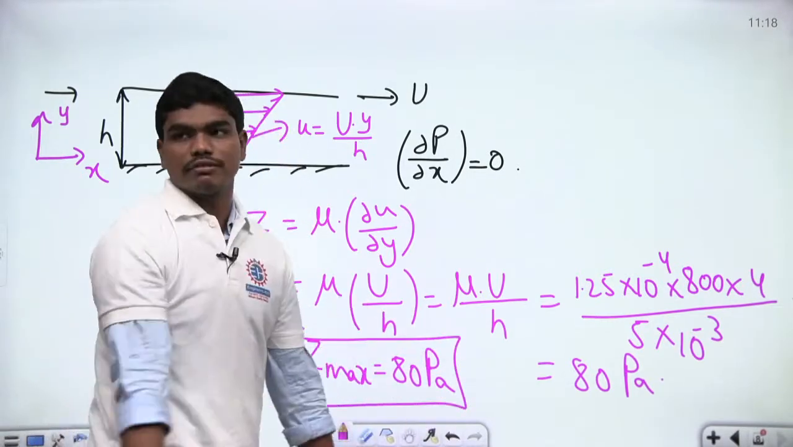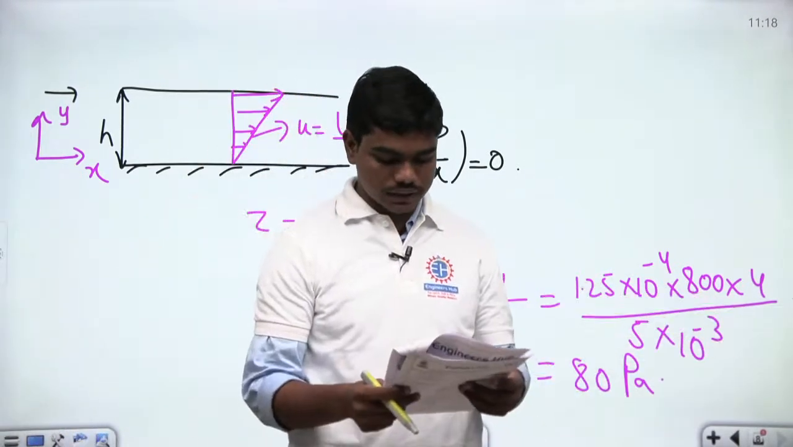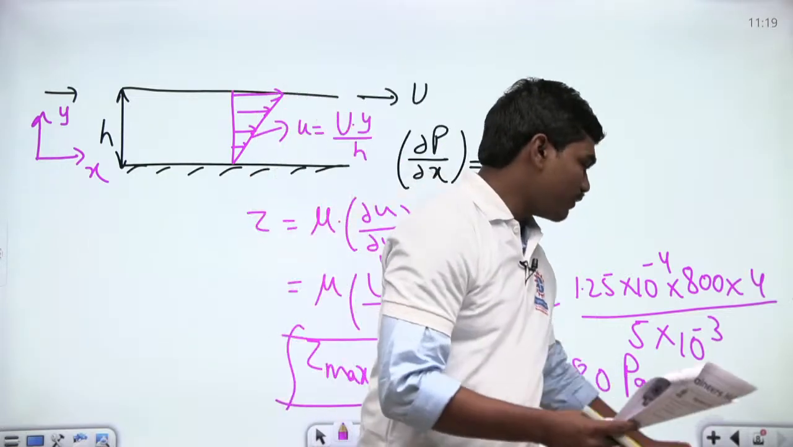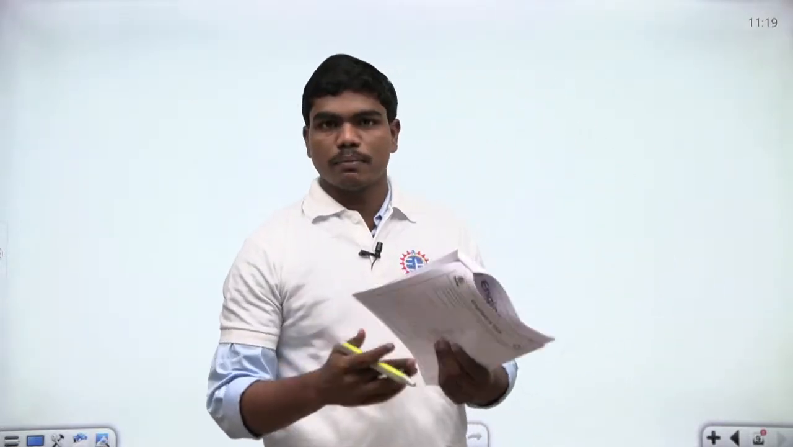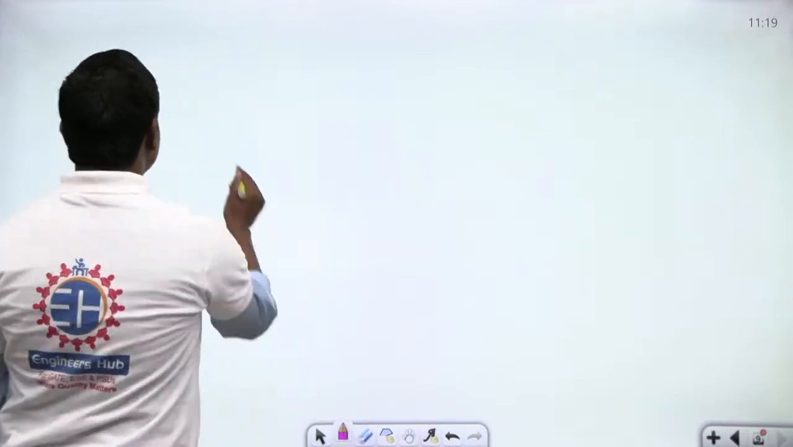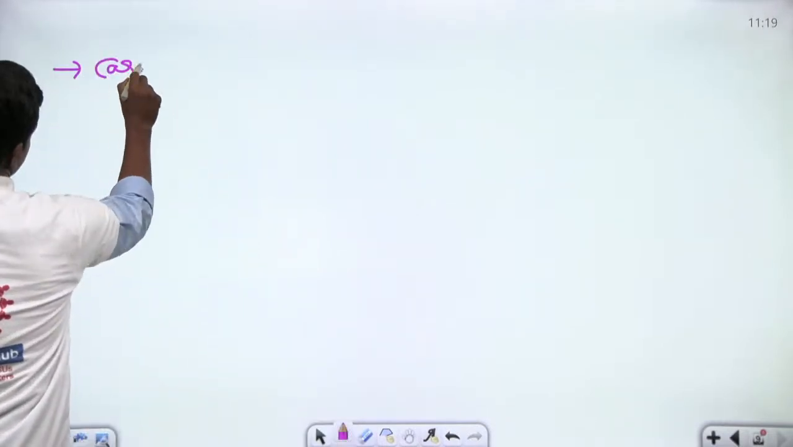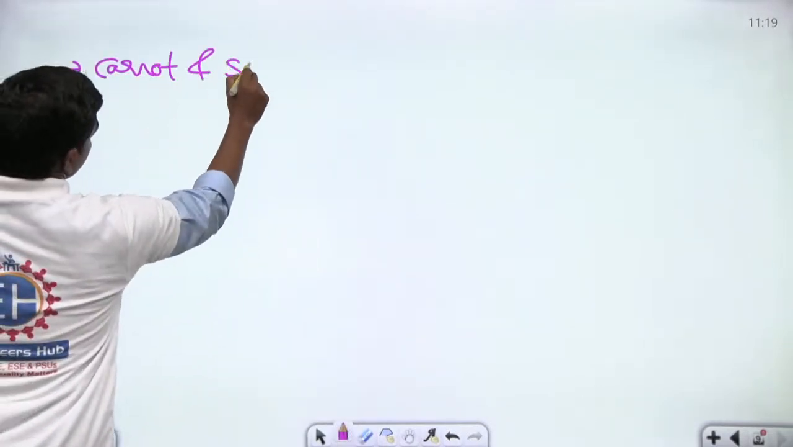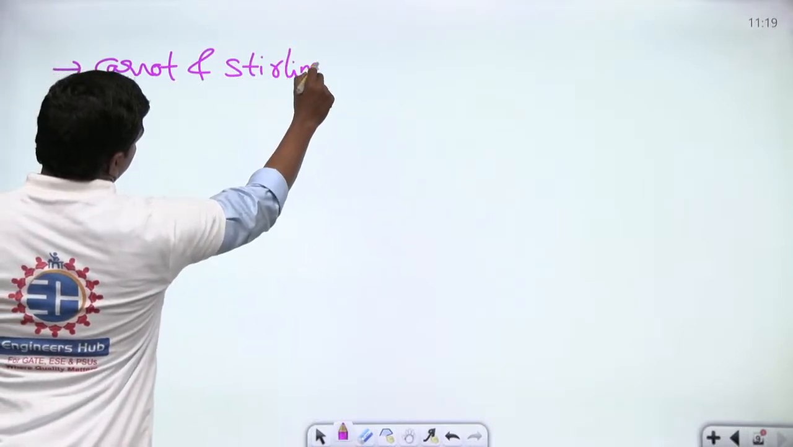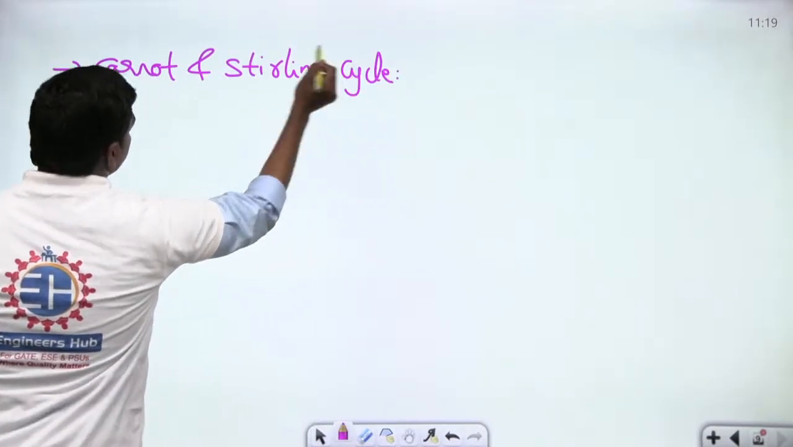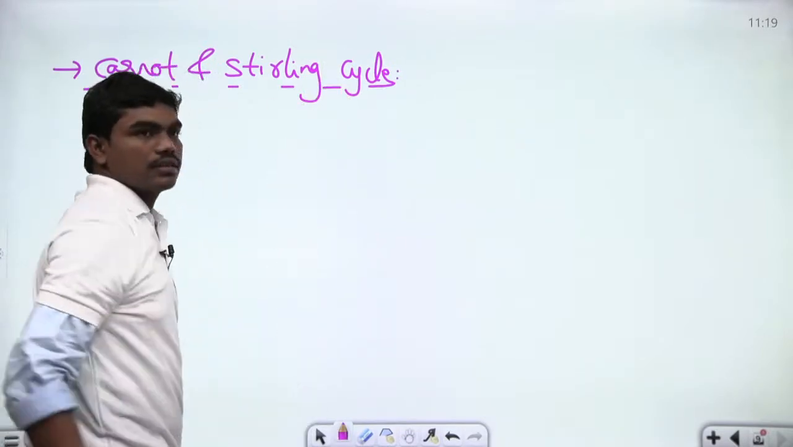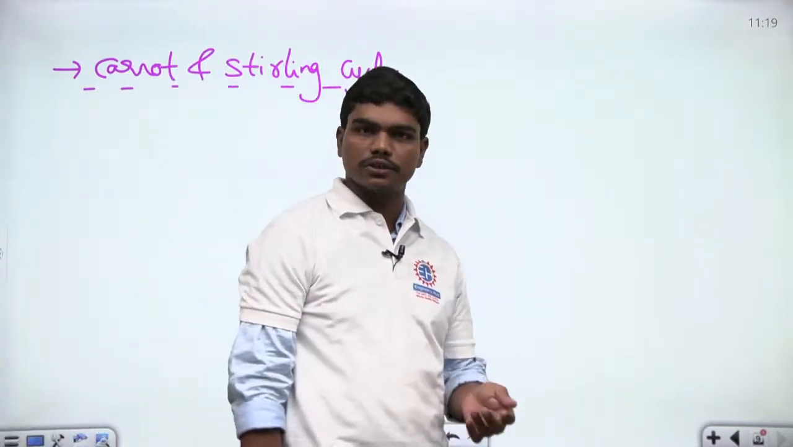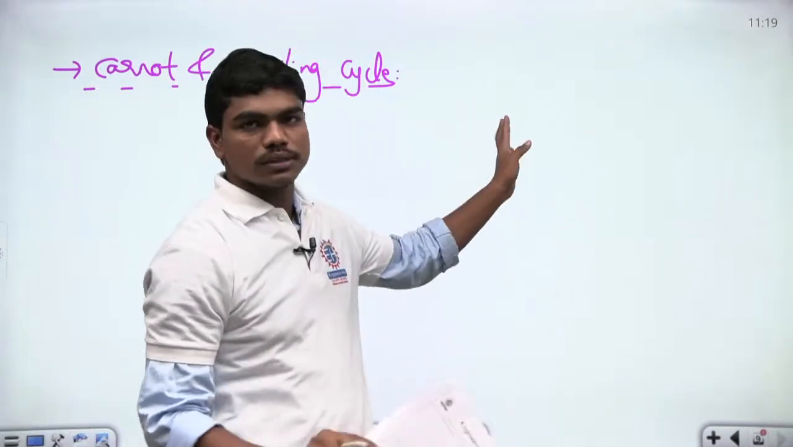Okay, and I hope many of you have solved it correctly, because this is straight away a simple question. Next, in thermodynamics we have one more question, at least one isothermal process. So in the options, if you see, they have given you Carnot and Stirling cycle. In both the cycles, the heat additions and heat rejections are isothermal. So definitely there is at least one isothermal process in this case.